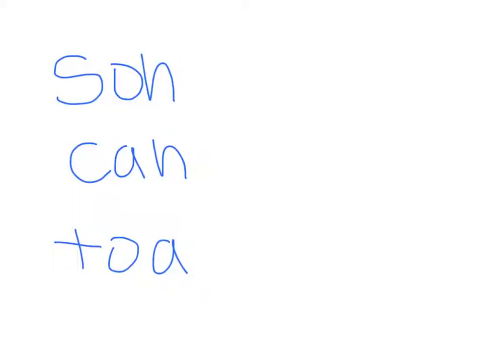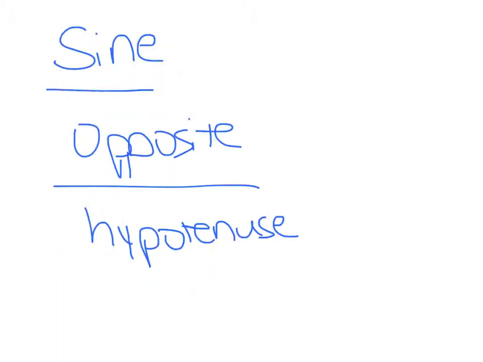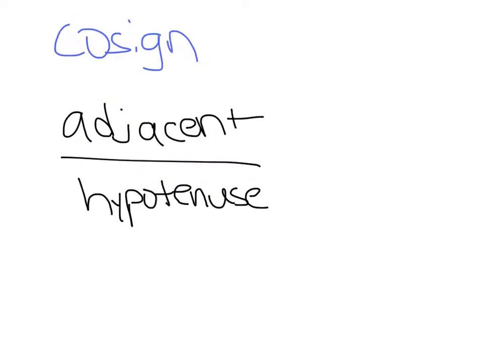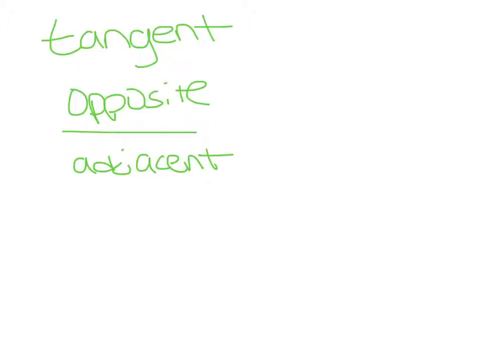SOHCAHTOA helps me because I remember what equations to use to find the different missing sides. So sine, which is the SOH of SOHCAHTOA, is the opposite side over the hypotenuse. Cosine, which is the CAH in SOHCAHTOA, is the adjacent over hypotenuse. And then tangent, which is the TOA in SOHCAHTOA, is opposite over adjacent.